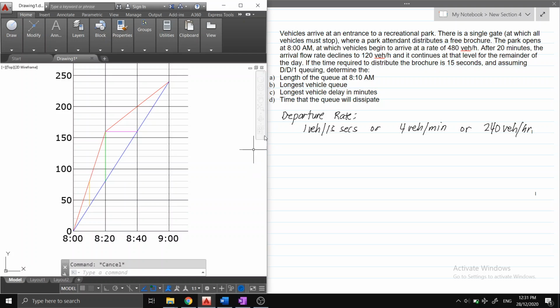And for the time that the queue will dissipate, this is 9 o'clock. So, magdi-dissipate yung queue kung kailan magtatagpo si arrival rate at si departure rate. So, yan. Kung saan magsasara yung ating graph.